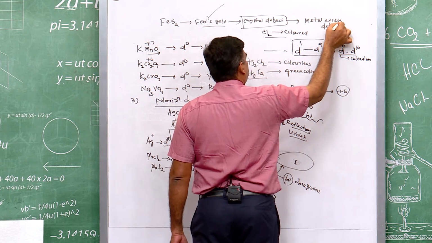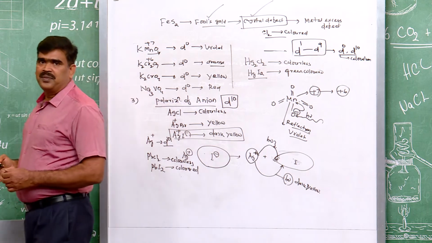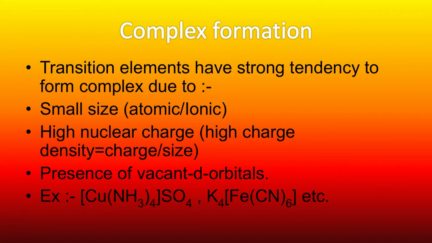Due to this reason, it looks full. It looks golden yellow color, right? Next important property is the ability to form complexes. Transition metals, this is the most important property. They have the capacity to form complexes.